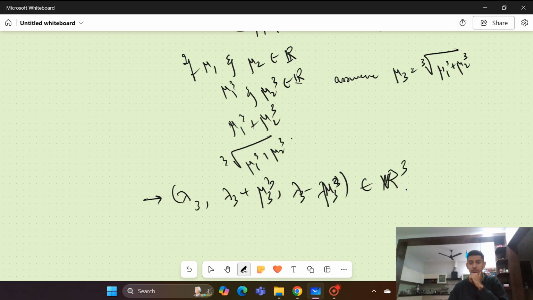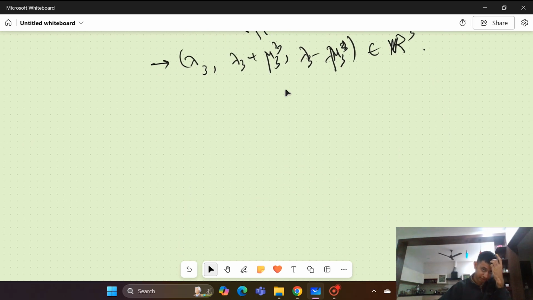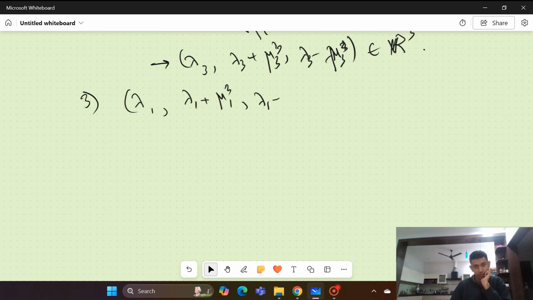Sorry, we're supposed to prove this for R cube. And so we have also proved the second property, since these are all real numbers. The third property is to check for scalars. So we again assume a concrete one: lambda 1 plus mu 1 cube, lambda 1 minus mu 1 cube.